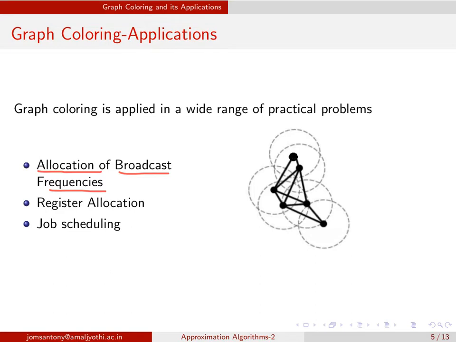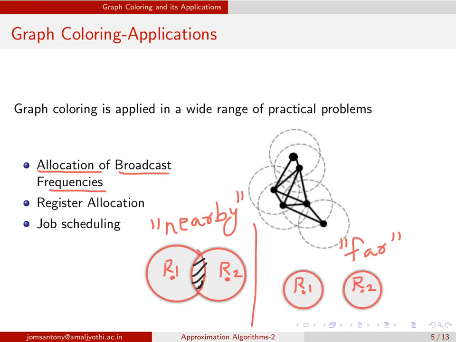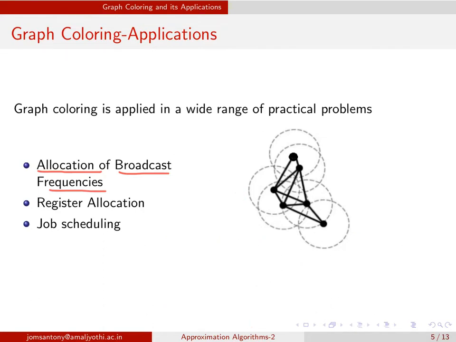nearby. For example, the figure shown here contains 2 radio stations R1 and R2, and they are said to be nearby because the range of R1 intersects the range of R2. 2 radio stations are said to be far apart only if there is no intersection in their ranges, as shown in this figure. With this knowledge, let's try to color the given network of radio stations.